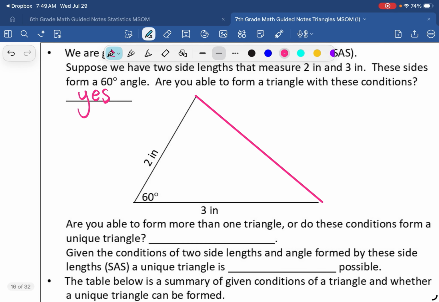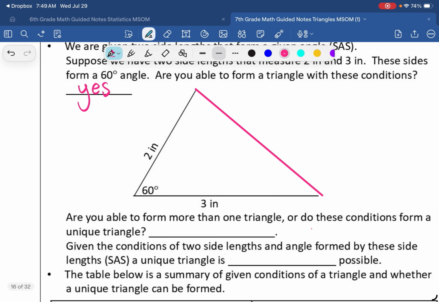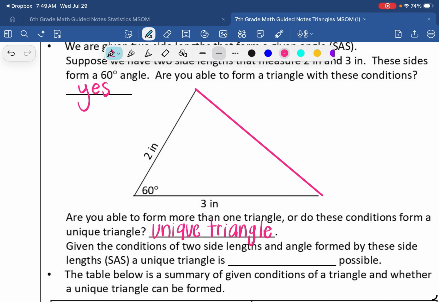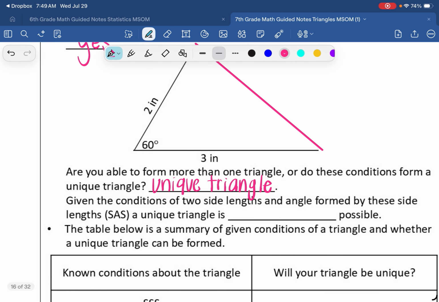Are you able to form more than one triangle, or do these conditions form a unique triangle? The only triangle possible if I'm given a side and the angle in the middle and then another side is this one. I can't do anything else that will form a triangle. So that will be a unique triangle. Given the conditions of two side lengths and an angle formed by these side lengths, that's why it says SAS, because it gives you a side length, then the angle in the middle, and then a side, a unique triangle is always possible.